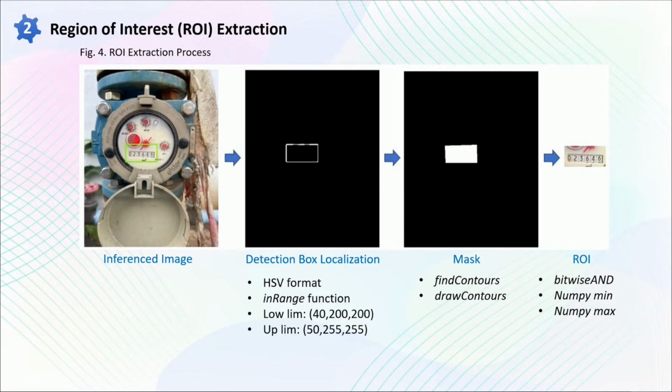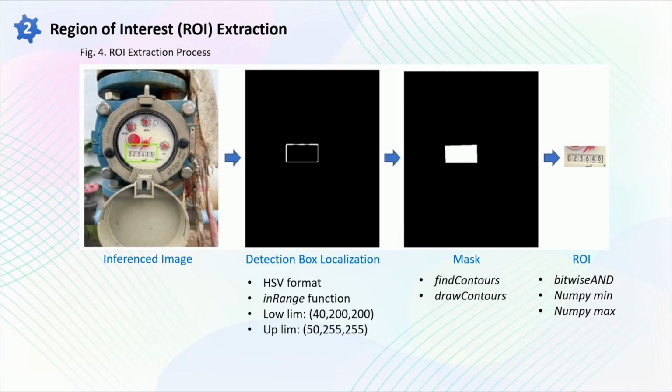The ROI extraction can be achieved using the contour detection function in OpenCV. The meter's image that has been inferenced by the deep learning model is first converted to HSV format using the color space conversion. Since the detection box is green, the lower and upper limits of the HSV values are defined as shown in the slide. Next, the image is compared with the defined limits using the inRange function to obtain a mask containing only the detection box outline and its position.